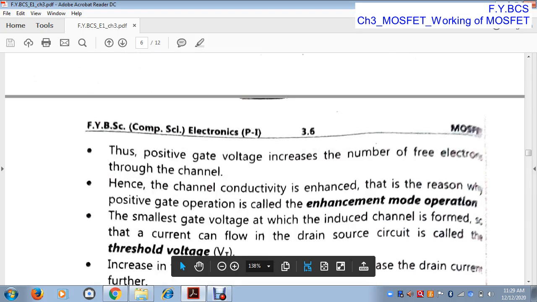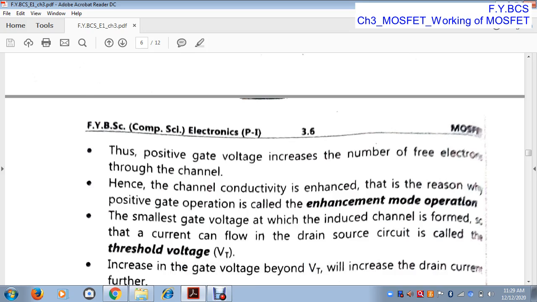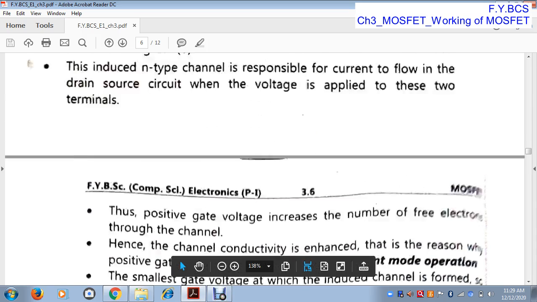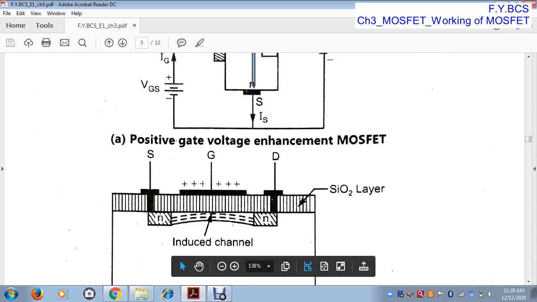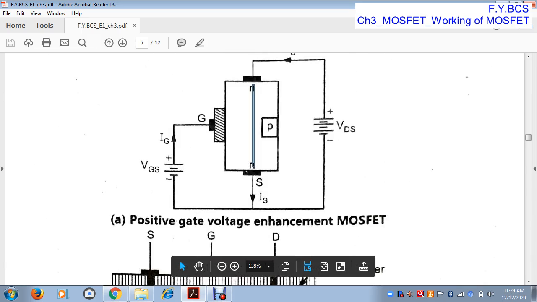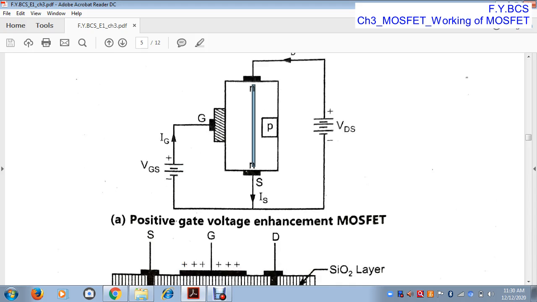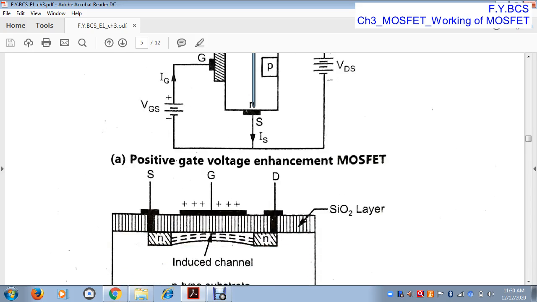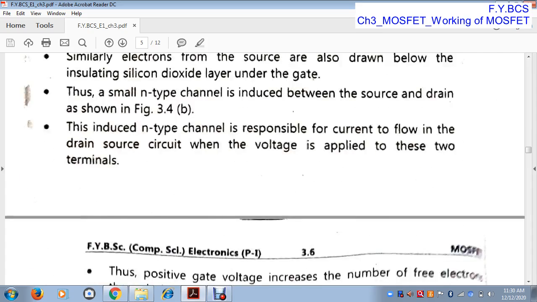So what is the threshold voltage? Threshold voltage is the gate to source voltage at which the channel is formed. Therefore this operation is called the enhancement operation, because it enhances or produces the channel between source and drain terminals. After producing the source to drain channel, the current will flow through the MOSFET, and that current is called the drain current. So this is the working principle of enhancement MOSFET.